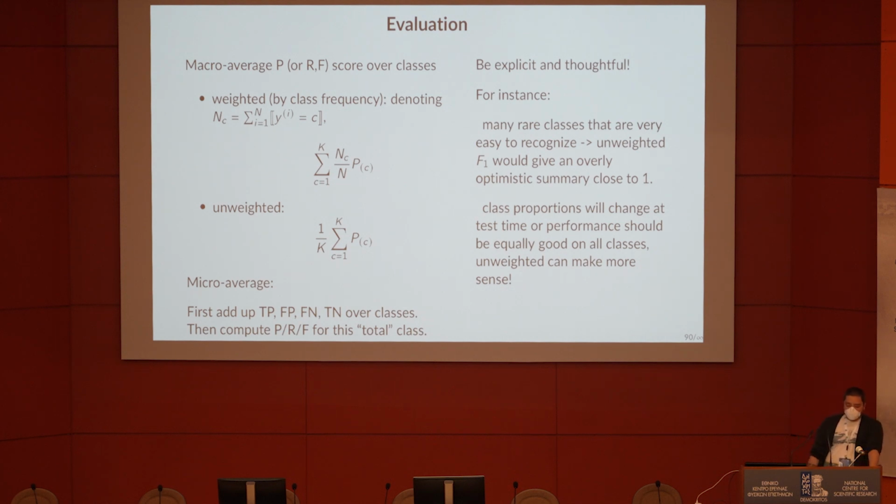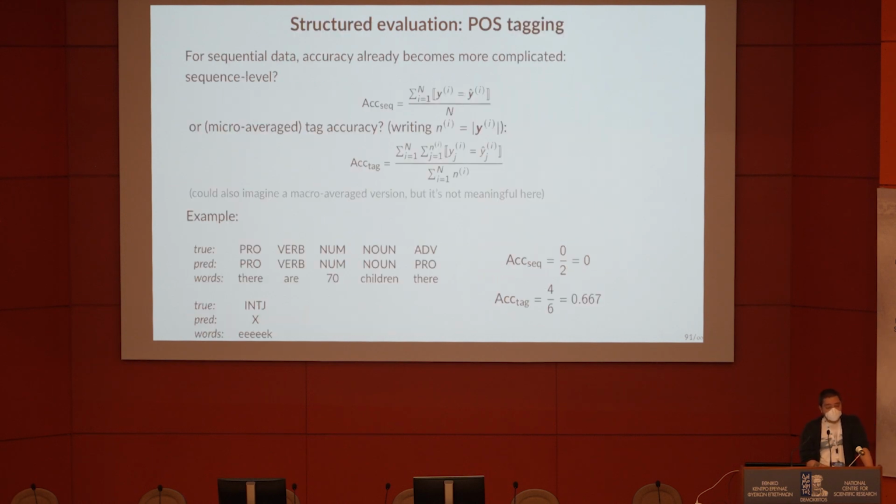In some cases, it makes more sense to have an unweighted average. In other cases, to have an average weighted by frequency. So this is already complicated in the multi-class classification case. When we move over to sequences, it gets even trickier. For sequential data, even accuracy becomes more complicated.